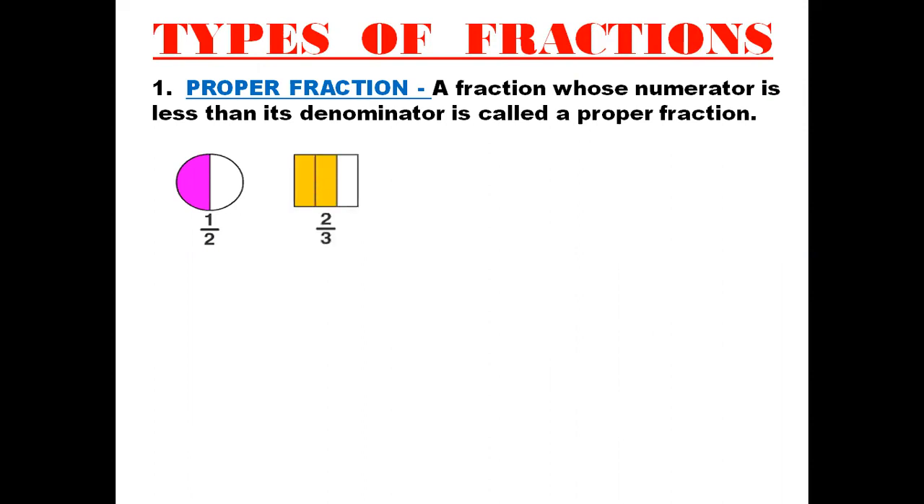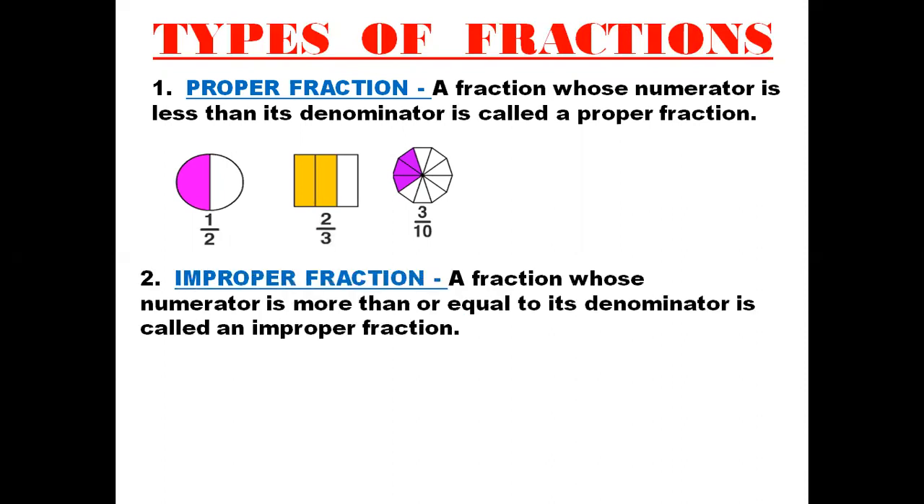Next, this has been divided into three parts, and the numerator is 2 and the denominator is 3. So 2 is less than 3, so it is a proper fraction. Similarly here, this shape has been divided into 10 equal parts and the numerator is 3 and denominator is 10. So numerator is less than its denominator, so it is a proper fraction.